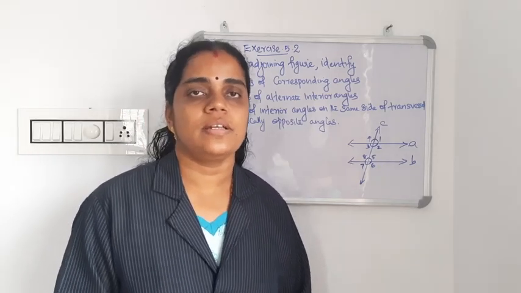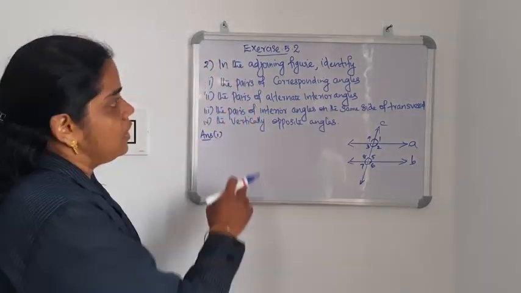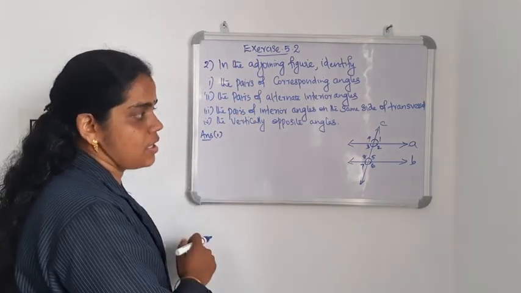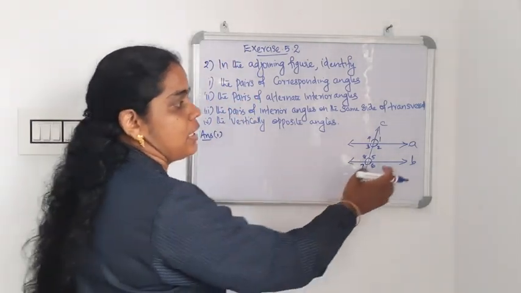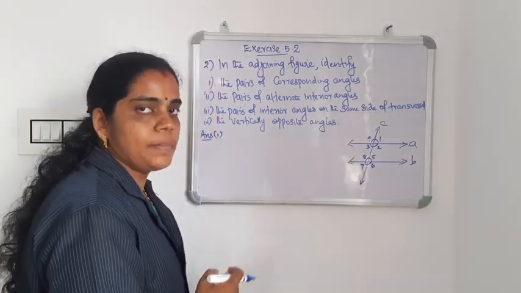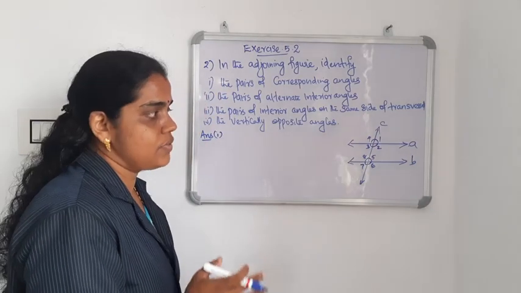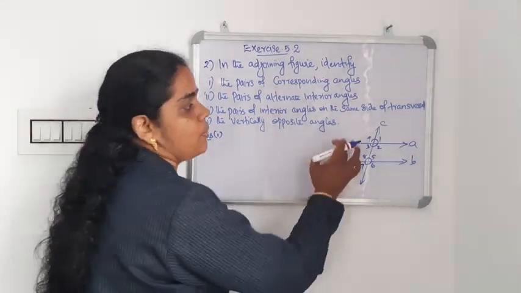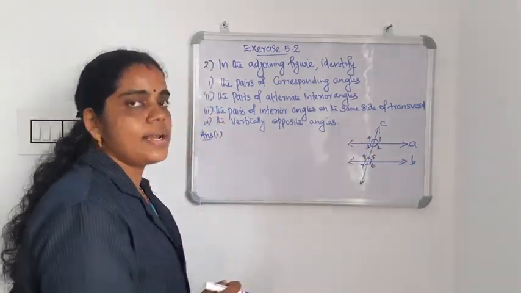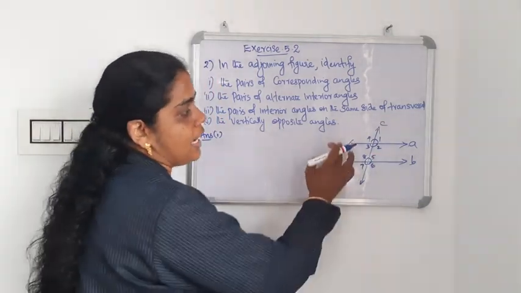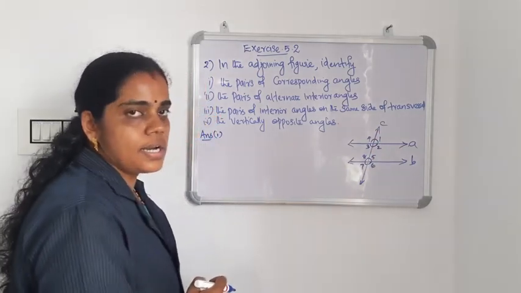Okay, let us explain the second question. In the adjoining figure, identify four things. Before that, A and B are the parallel lines and C is the transversal line. That you first need to understand. Two parallel lines are cut by a transversal, then only these properties hold. So A and B are parallel, and C is the transversal line.